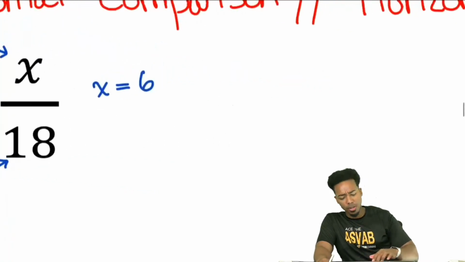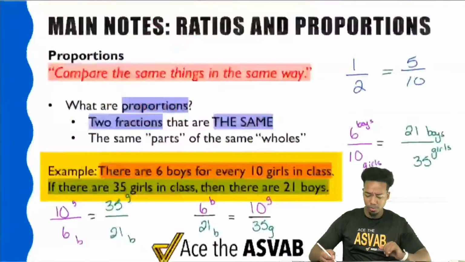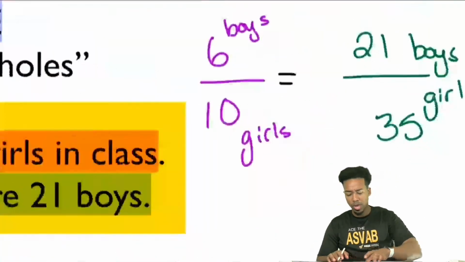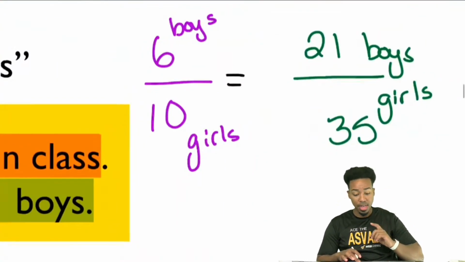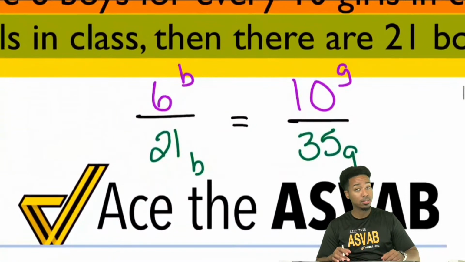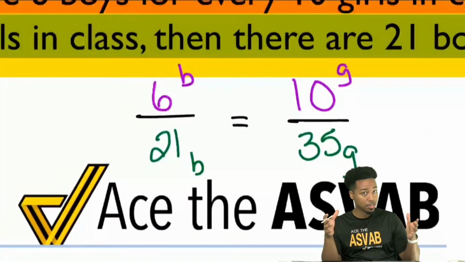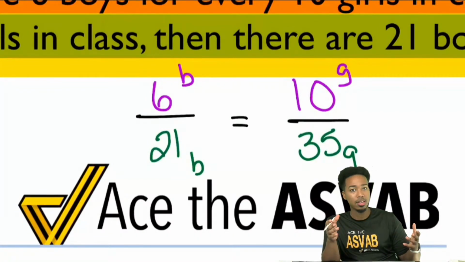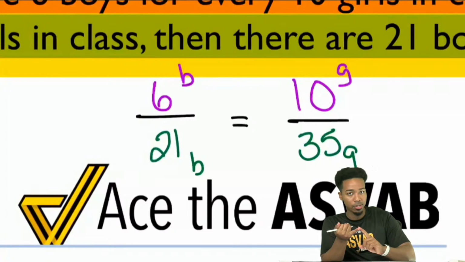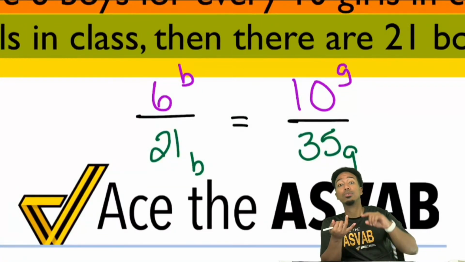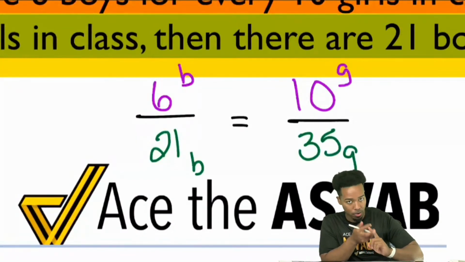Remember everybody earlier how I told you, let me just actually refresh with you. Right over here, we had this as being boys over girls, boys over girls. But then I also showed you that you can move things around, as long as you're comparing the same things in the same way, you're fine. And I've already showed you that you can compare vertically and you can simplify vertically. And so therefore, if you can compare horizontally, you can simplify horizontally.